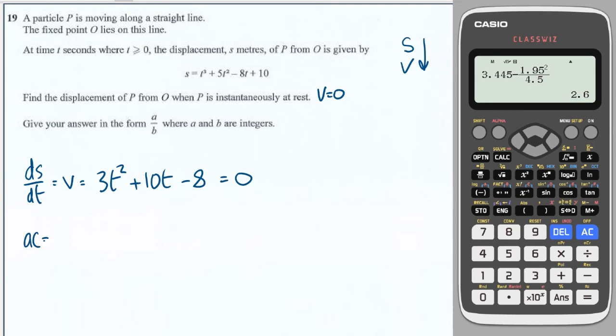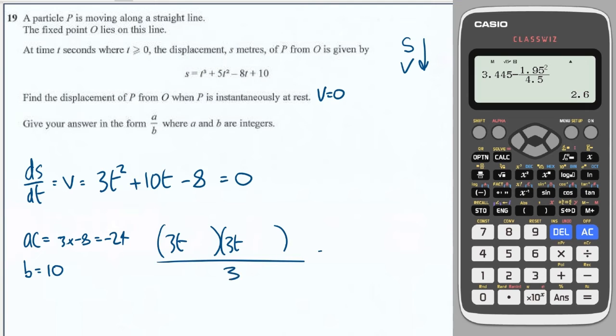I will do AC is equal to 3 times minus 8, which is minus 24. And the B term is equal to 10. The A term is 3, so I write 3t all over 3. Here comes the hard part. Two numbers that times together to make minus 24, add together to make 10. They are plus 12 and minus 2. That does the job. Yep.